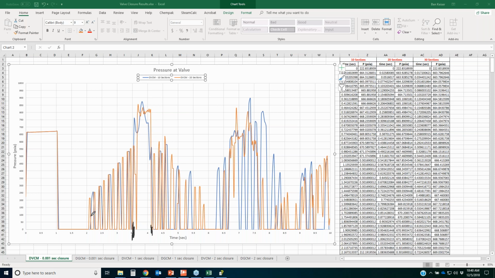So if you see how things are matching up together like this, and if they're comparable, then this might give you a little bit of validation that maybe these pressure spikes are somewhat realistic.